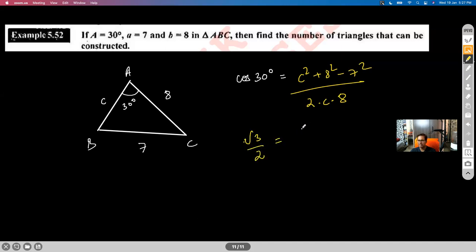And I think this is going to be 64 minus 49, which is 15. And this will be 2 into 8c. So 2 goes off, and you have c square minus 8 root 3 c plus 15 equal to 0. Right? Now you can solve for your c values. Let's check what happens.